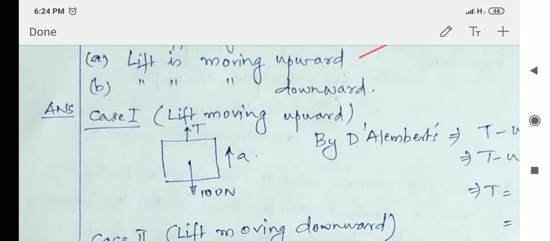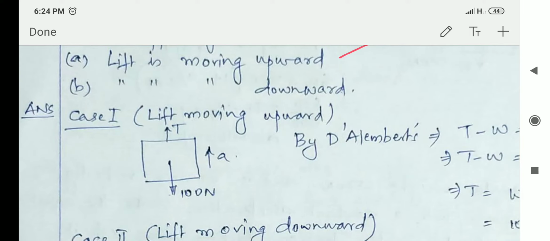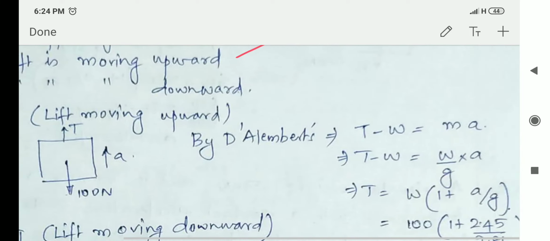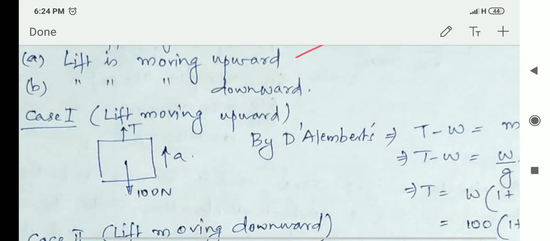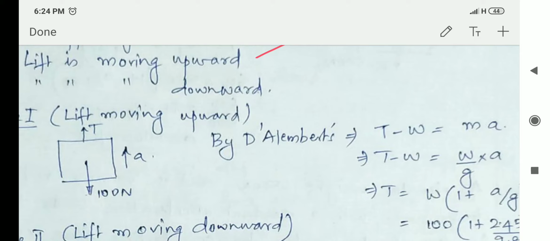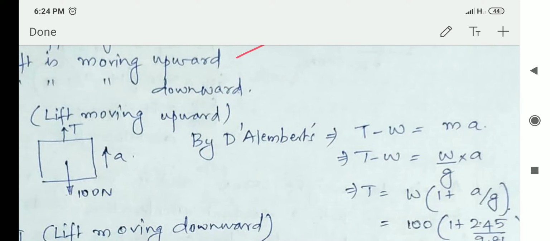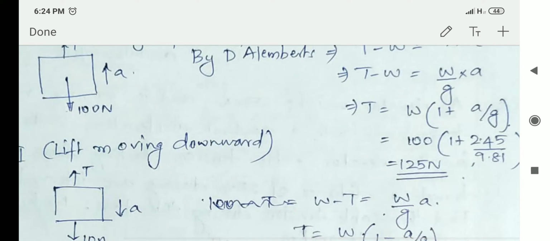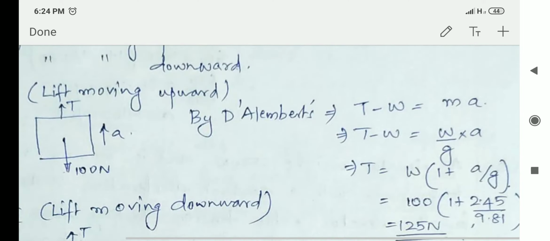So how to apply the D'Alembert's principle? We consider the direction of motion, and all the forces in the direction of motion will be positive. So what we'll write is T minus 100 equal to mass into acceleration of the object. So T minus W, or 100, equal to m into a. We don't know the mass, but having been given the weight, mass equal to weight by acceleration due to gravity, and upon solving, we arrive at T equal to 125 Newton. So this is the first case.